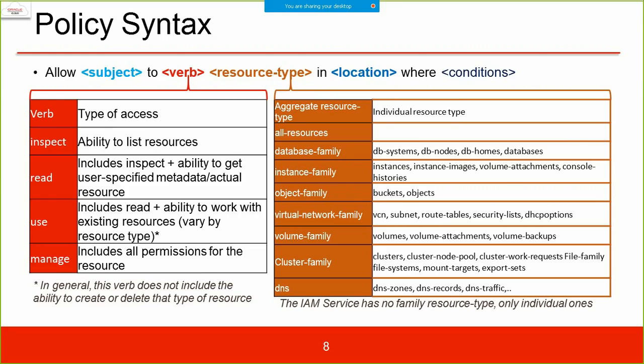Resource types. We have aggregate resource types, like all resources. All resources means everything. Database family means all database specific resources like DB system, DB node, DB home, databases. Instance family like instances, instance images, volume attachments, console histories and all these things. Same way object family, buckets and objects. Virtual network family, VCN, subnet, route tables. Volume family, cluster family, DNS. So these are resource types. In followed by that we can specify the compartment or tenancy or whatever we want, specified by the conditions.